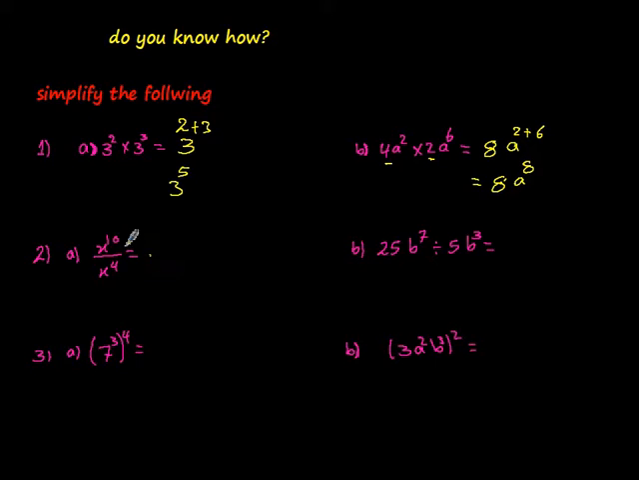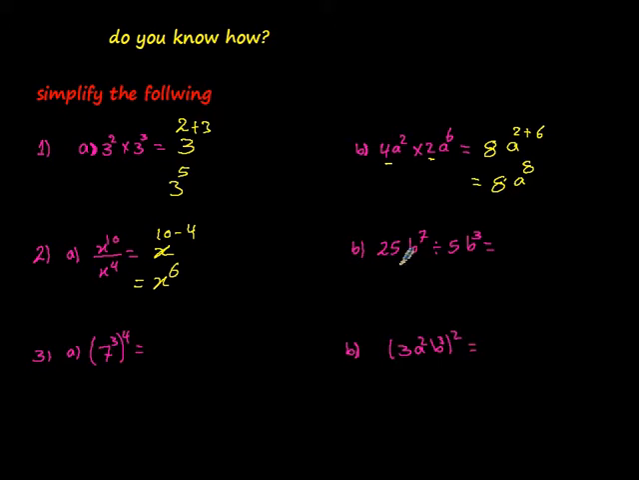The second question is about how to divide indices. Here we are given 2 indices with the same base, so all you need to do is to keep the base the same and subtract the 2 indices. So it will be x to the power of 10 minus 4, which is equal to x to the power of 6.